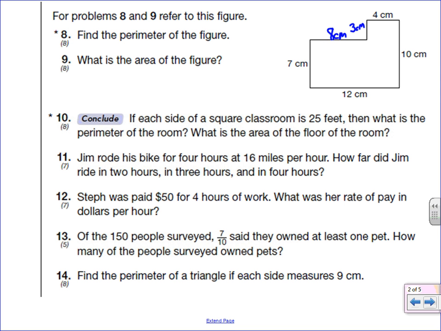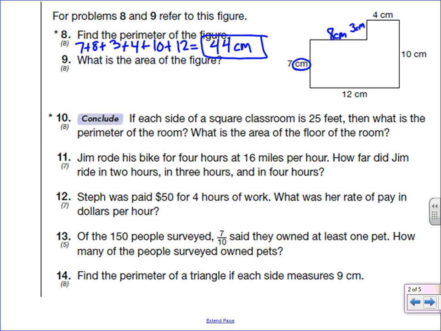So now if I'm going to find the perimeter, I add up all the sides. So 7 plus 8 plus 3 plus 4 plus 10 plus 12. Let's see, 1, 2, 3, 4, 5, 6. So equals, let's see, 7 and 8 is 15, and 7 is 22, and 10 is 32, and 12 is 44. So the perimeter is 44, and we look at the units that are on the measurements, and that's the units for perimeter.